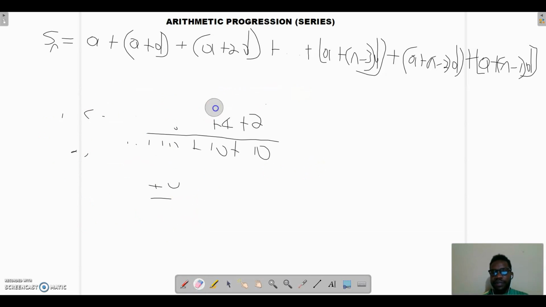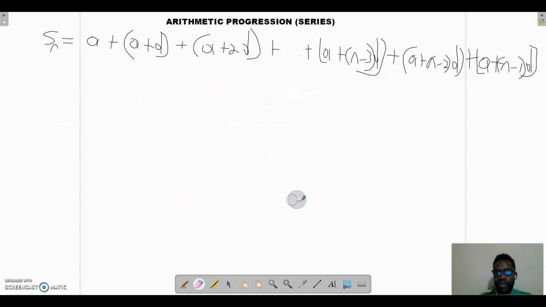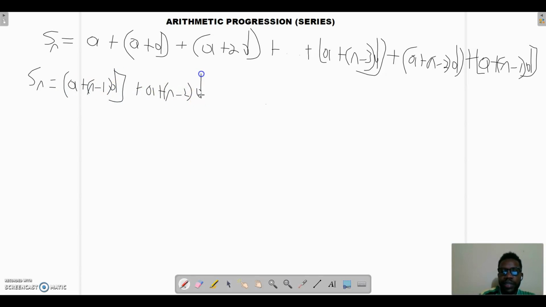So we're going to be following the same pattern. We have written out the series already. We're going to take the same formula and write it in reverse. So I'm going to write the last term first. The last term is A plus n minus 1 times D. Then I'm going to add the second to last term, which is A plus n minus 2 times D. Then the third to last term, which is A plus n minus 3 times D.